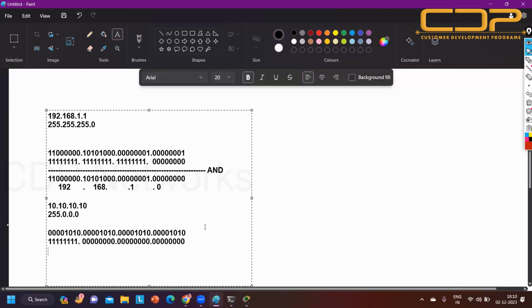Right? And now we will perform AND operation on this. So after AND operation, what value will I get here? I will get all values 0, all bits 0. So what decimal value will I get? 10.0.0.0. So this is my network ID.